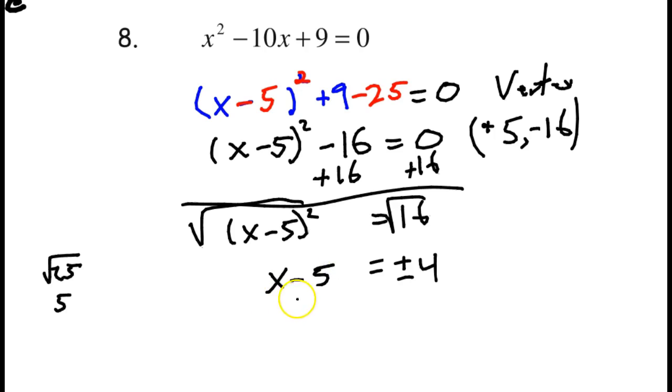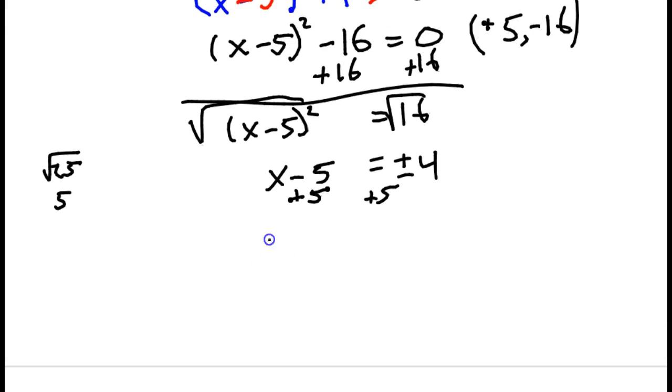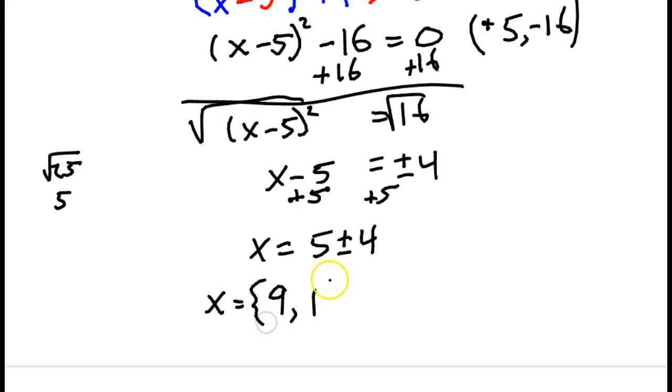Okay. And if I add 5 to both sides, I'll have my 2 answers. X is going to be 5 plus 4, and then also 5 minus 4. So I'll get 9 and 1 as my x-intercepts. So those are my 2 answers if I solved it.